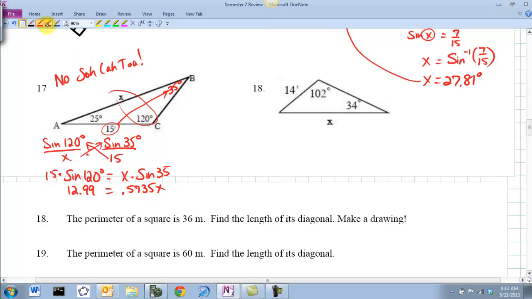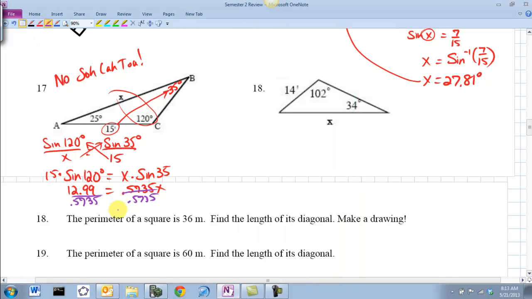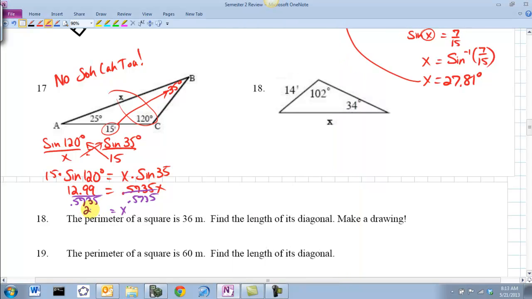Now I'm going to have to divide both sides by that number, 0.5735. Which I don't really want to retype in, so I am not going to. I am going to just take this number and divide it by that number. And there, now I don't have as much rounding problems. So x, oops, I forgot to look at it. X is 22.64. I'm going to let you do number 18.